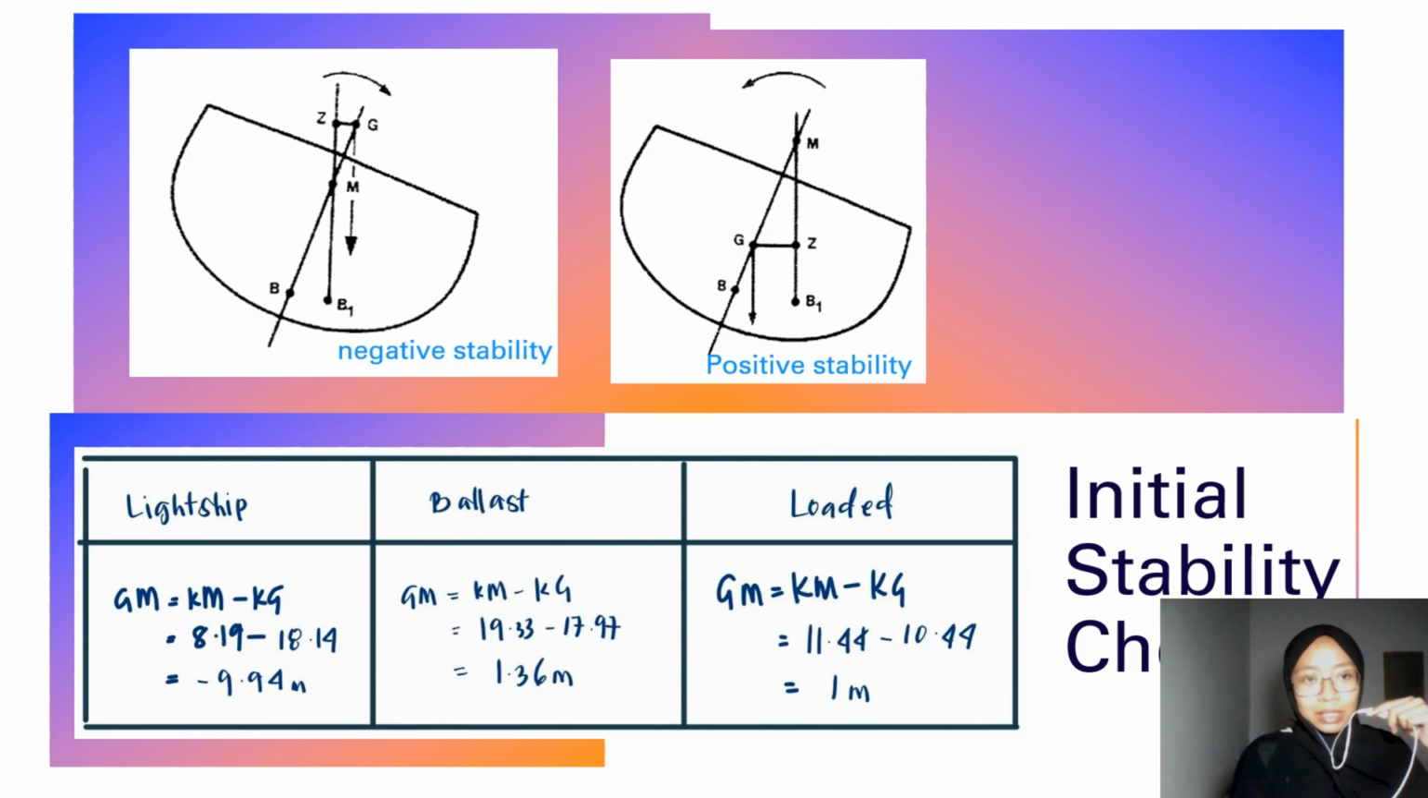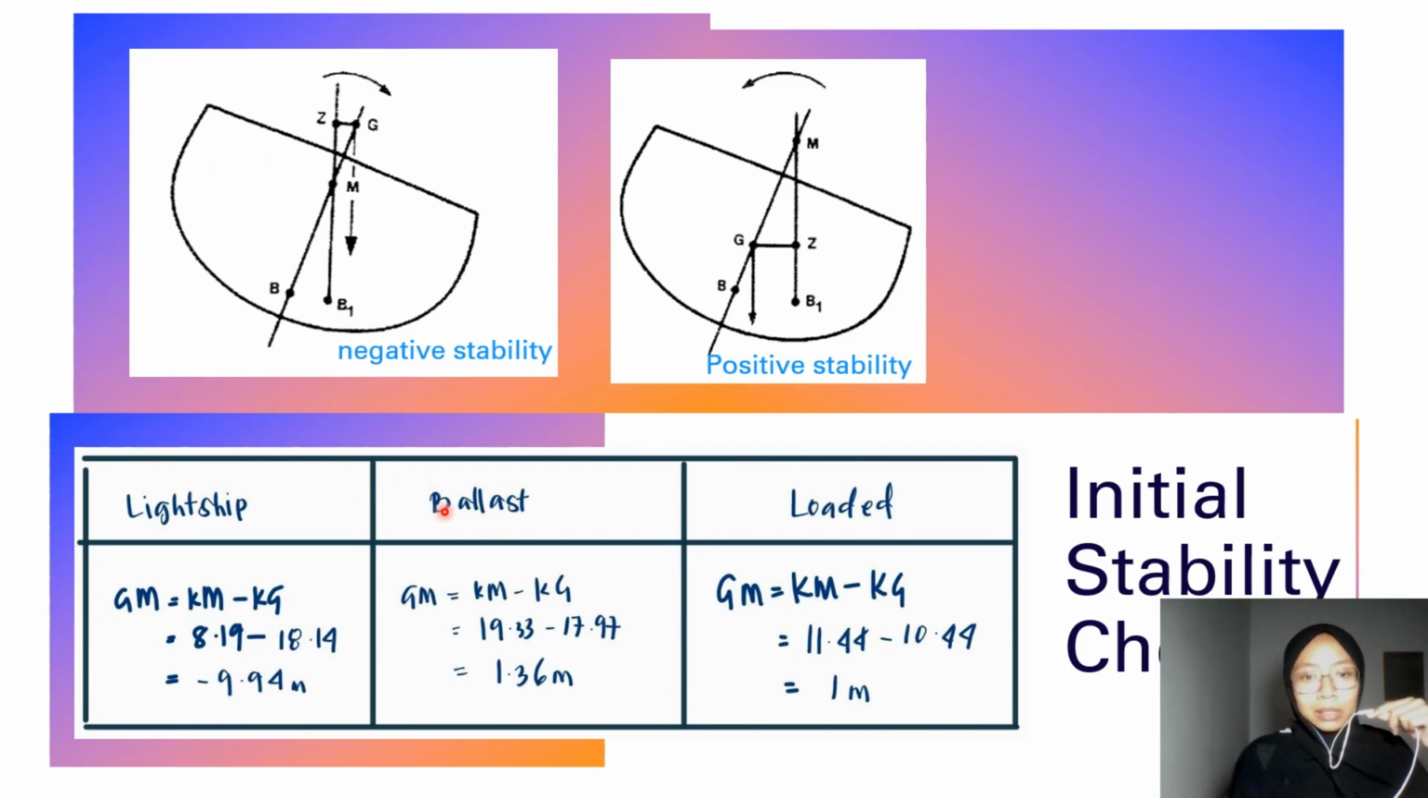This is because this is just the ship itself without load. And from this, when the value of GM is negative, it indicates that the G position is higher than the metacenter, as illustrated in this picture. So the ship has negative stability and the possibility to capsize is higher.